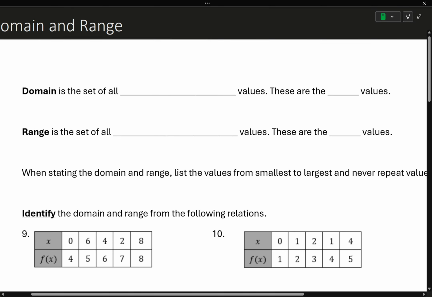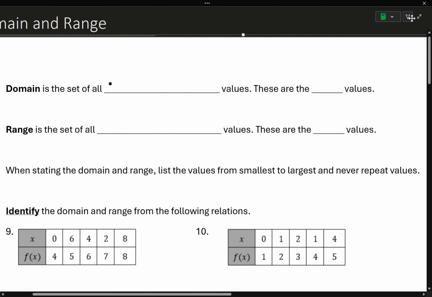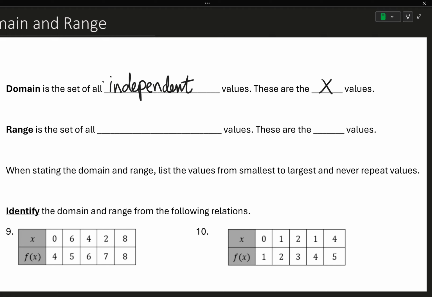Domain is the set of all independent values. These are your x values.